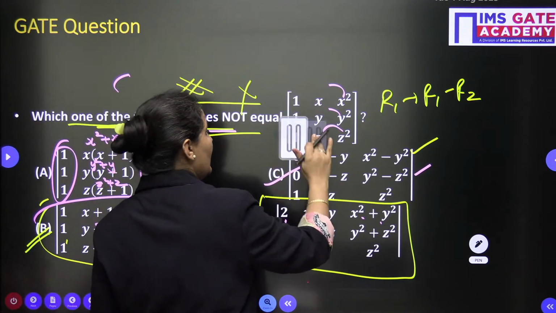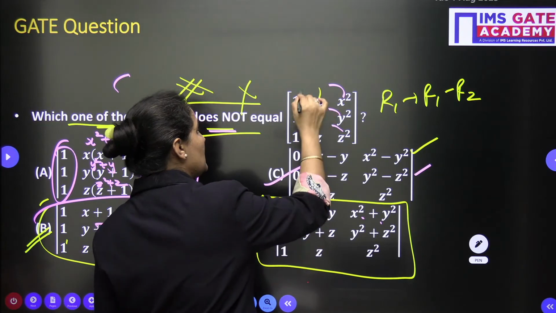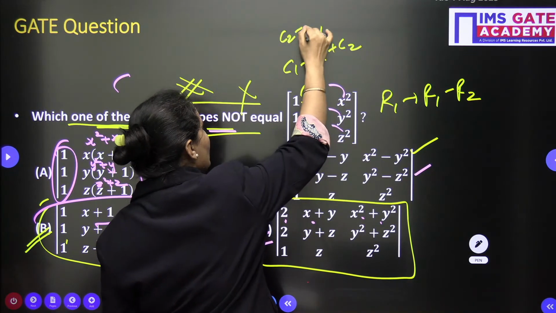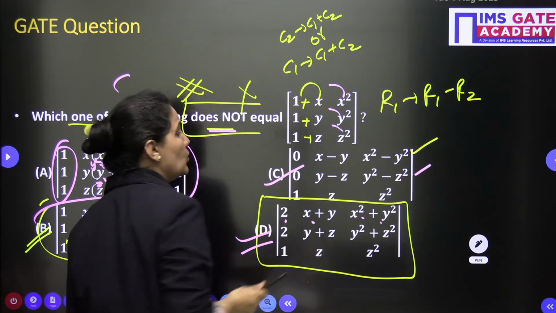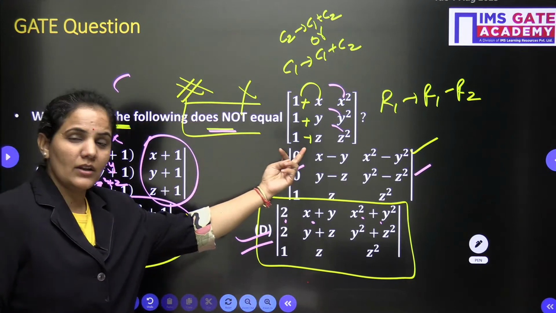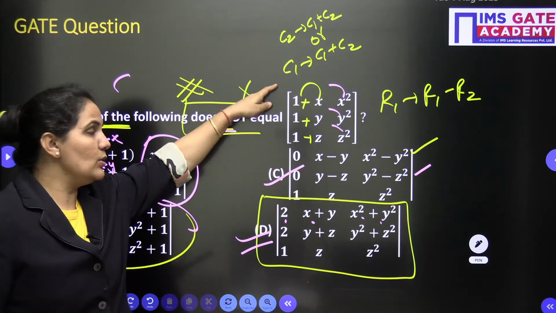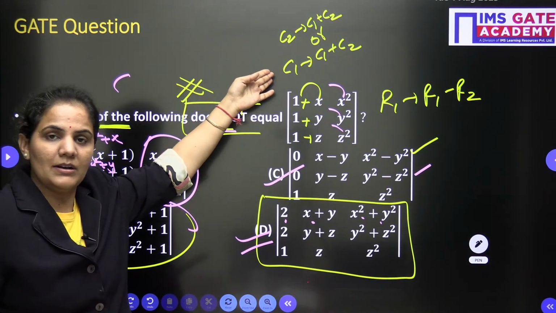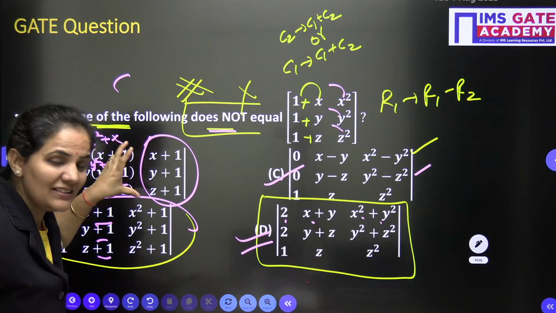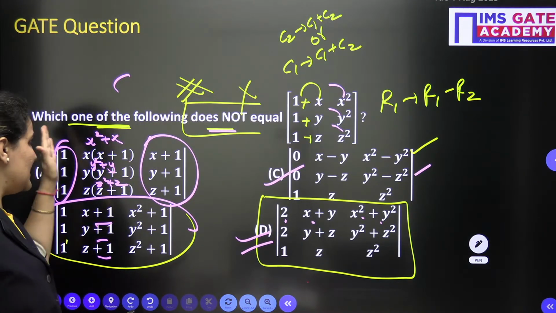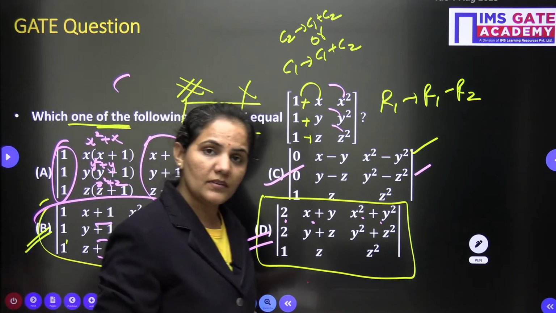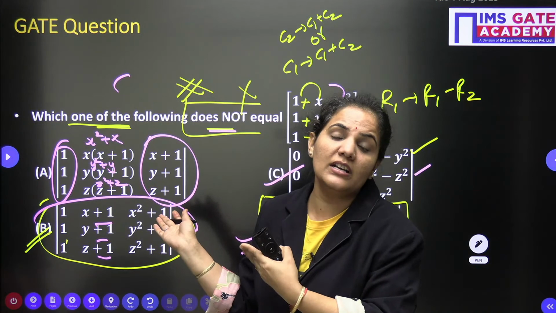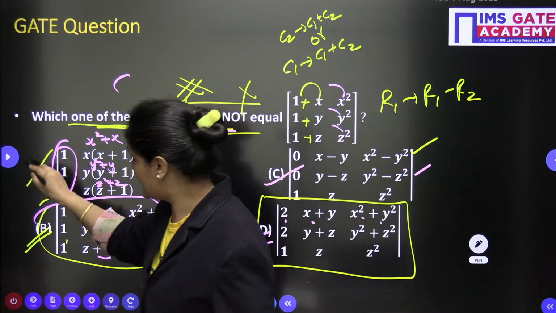Why? Because when you write x plus 1, y plus 1, z plus 1, you are adding c1 plus c2 at the place of column 1 or column 2. These are column 1 and column 2 only. So you can use c1 plus c2 at the place of column 1, or at the place of c2, but it should not be in the third column. It must be either in the first column or in the second column, beta, but you did it wrong. That's why this is the only option which is not equal.